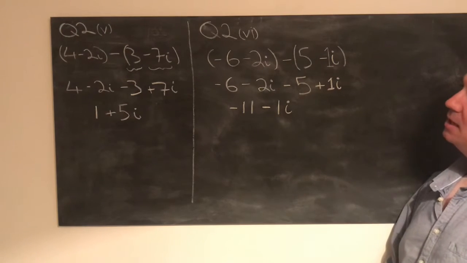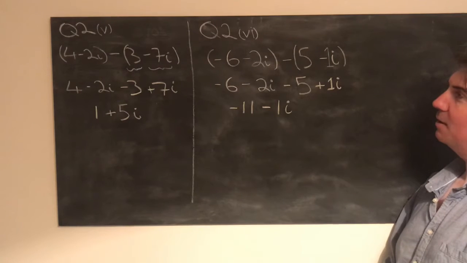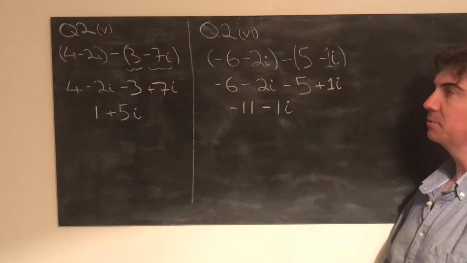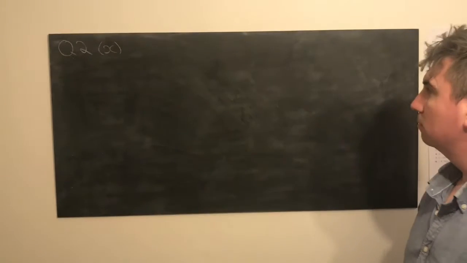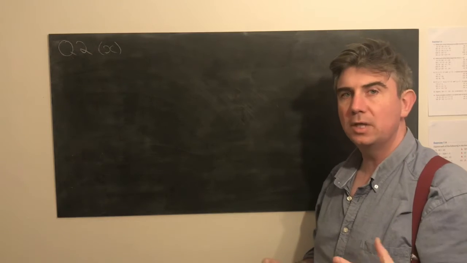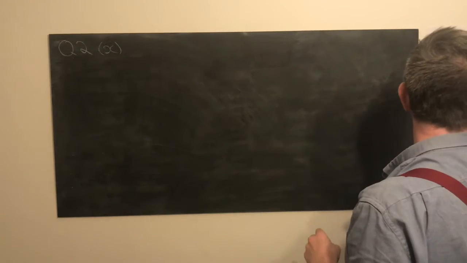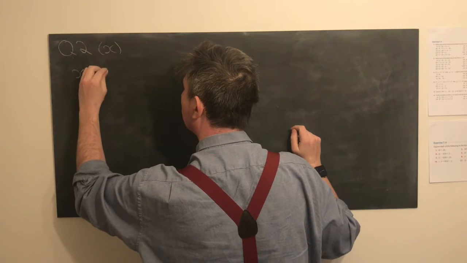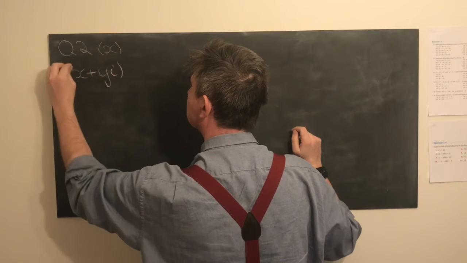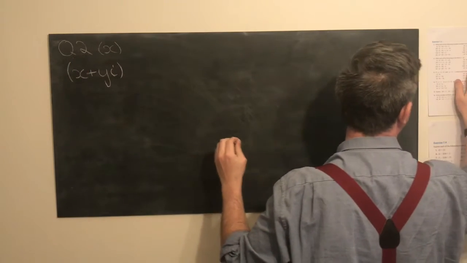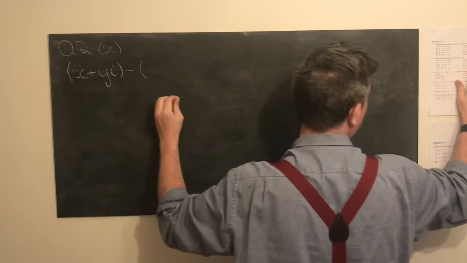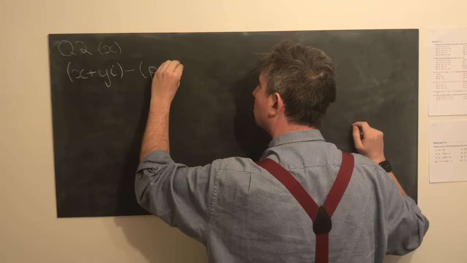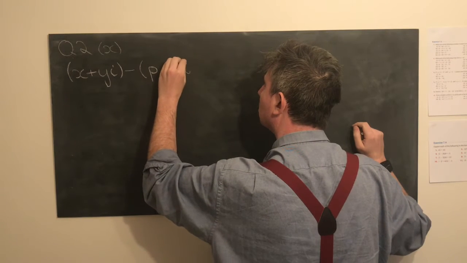Okay, so that was the kind of the hardest of the easy questions, and then there were some letters involved. So we'll take a look at some letter ones now. Okay, so the next question we're going to take a look at is question 2, part 10, and that tells us that x plus yi, that complex number, is being taken by p minus qi.